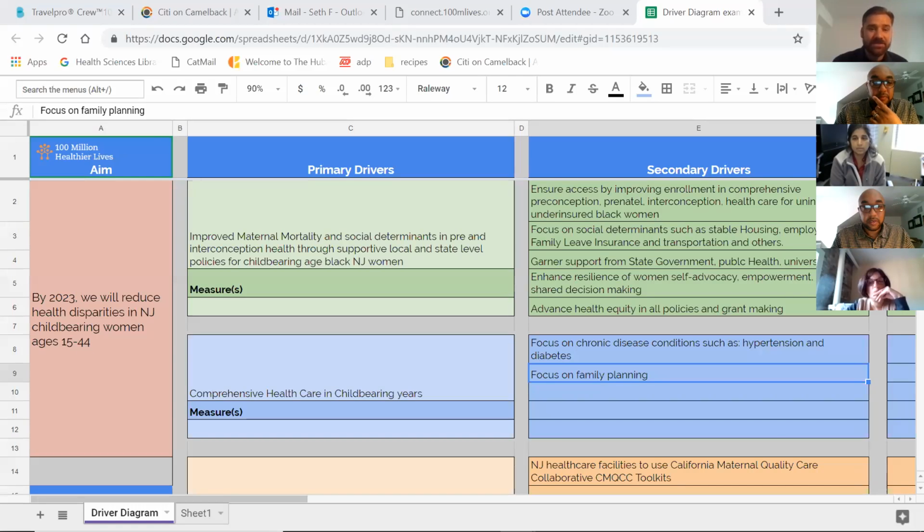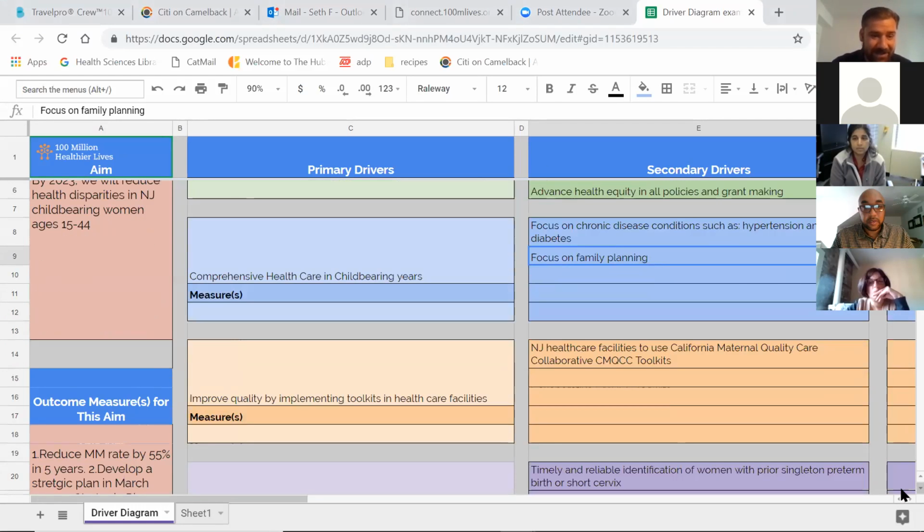Perfect. So let's look at the primary drivers that are created here to get to that aim. Improved maternal mortality and social determinants in pre and interconception health through supportive local and state level policies for childbearing age Black New Jersey women. And then comprehensive health care in childbearing years. Looks like we might have another aim, improve quality by implementing toolkits in healthcare facilities. So we've got 3 primary drivers listed there.